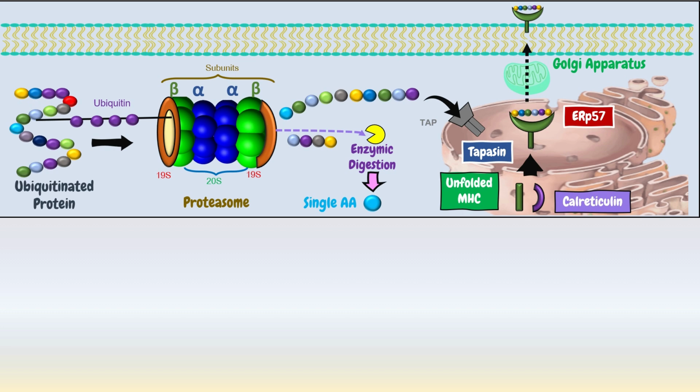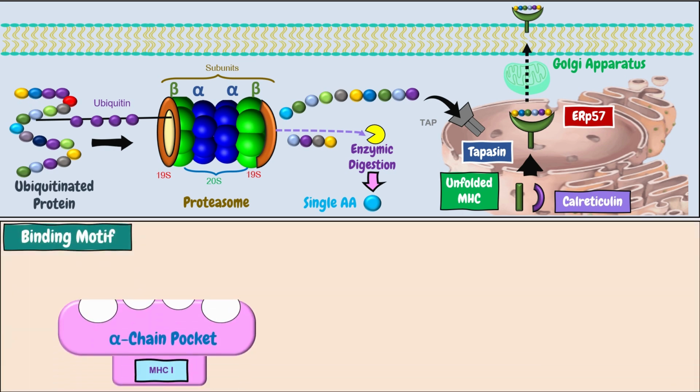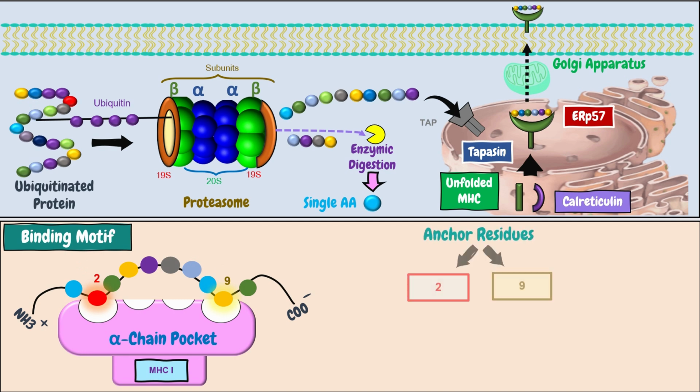Now, let's discuss the binding motif. This is the alpha chain of MHC class I. There are 2 or 3 pockets in each MHC molecule, which accept only particular amino acids, for example, aliphatic amino acids or basic amino acids. These are called anchor residues. They differ for different MHC1 alleles, since each allele has a different sequence of the alpha chain. In most cases, the amino acids at positions 2 and 9 are crucial for binding. So, the amino acids at positions 2 and 9 are anchor residues.